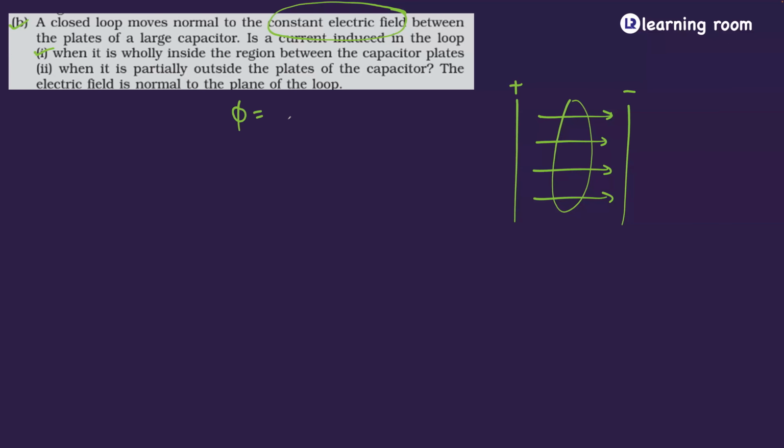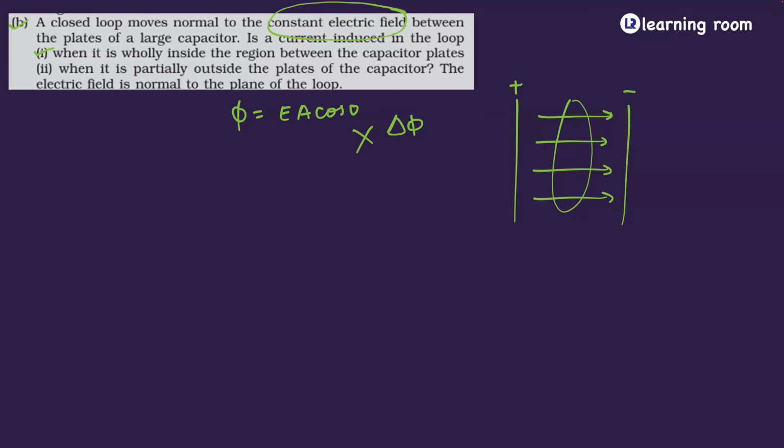What is going to be the flux in this case? It will be EA cos theta. Am I right? Because here they are talking about electric field, which is going to be constant. So is there any parameter that is changing? Electric field is uniform, area is uniform, and theta is also uniform. So there is no change in flux. So can I conclude, since there is no change in flux, there is going to be no EMF induced? Am I right?